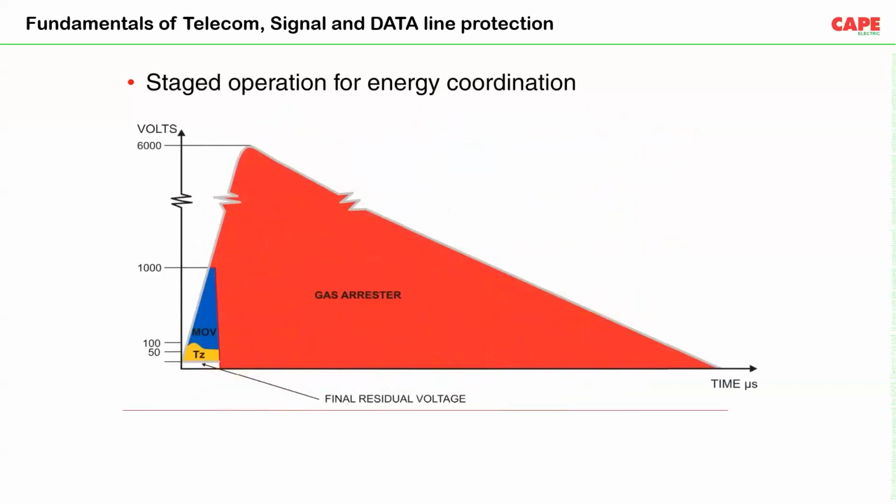Again, this is also a graph which shows the staged operation of energy coordination. During the SPD operation, in the red colored area, the amount of energy handled by the GDT is very high, as shown in the figure. MOV will handle a little bit less energy, and the diode will handle very little energy. And the white colored section is the final residual voltage across the equipment, which is very, very low, once we use these three components in a coordinated way.